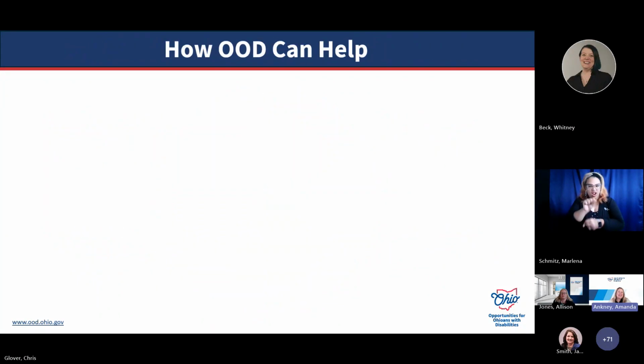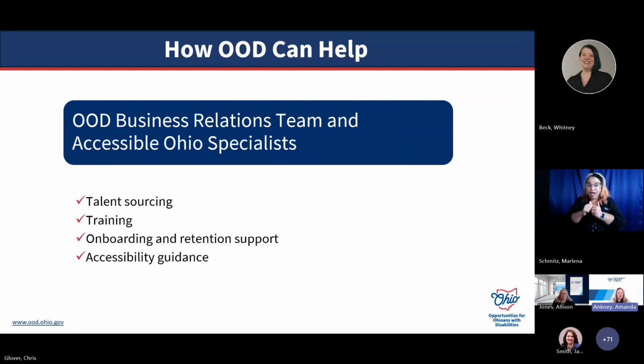Yeah, absolutely. Thanks, Allison. So, as you may be aware, one of the most valuable partnerships available to Ohio employers is with Opportunities for Ohioans with Disabilities, or OOD. At OOD, we can support your organization through talent sourcing and candidate referrals. OOD's business relations team can help connect you with qualified job seekers with disabilities who are ready to contribute to your success. OOD offers on-demand webinars and trainings, and we cover topics like disability etiquette, inclusive hiring, and accommodations.